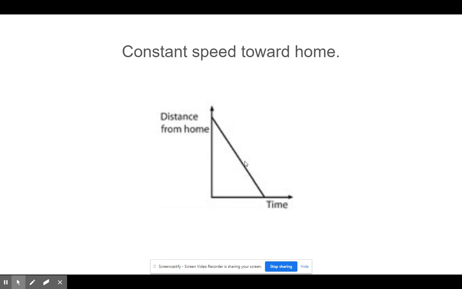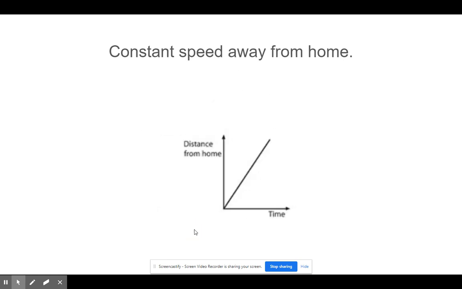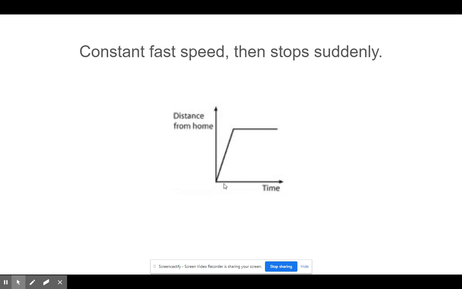This is a constant speed towards home. Constant speed away from home. So the main thing I want to show you is that these straight lines mean a constant speed. They're not going faster, they're not going slower, they're just at a constant pace. Like if they're walking, it's just a constant pace. Constant, and then they just stop.